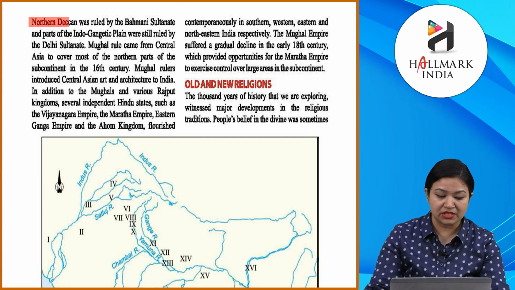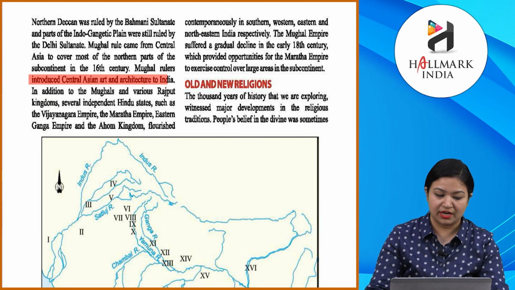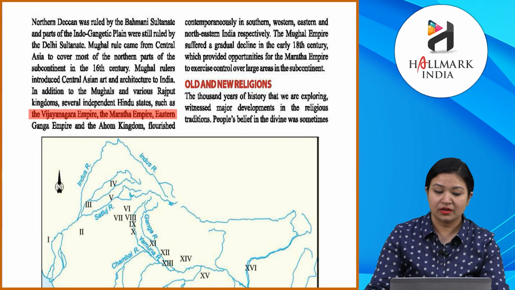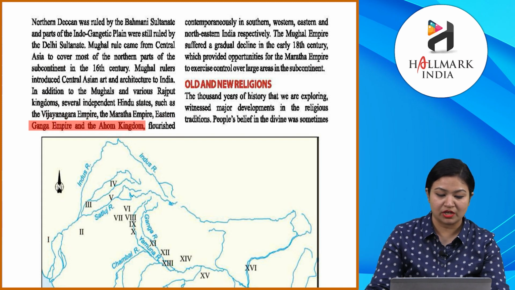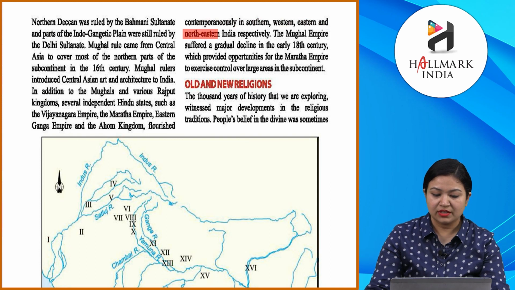The northern Deccan was ruled by the Bahmani Sultanate and parts of the Indo-Gangetic plains were still ruled by the Delhi Sultanate. Mughal rule came from Central Asia to cover most of the northern part of the subcontinent in the 16th century. Mughal rulers introduced Central Asian art and architecture in India. In addition to the Mughals and various Rajput kingdoms, several independent Hindu states such as the Vijayanagar Empire, the Maratha Empire, Eastern Ganga Empire and the Ahom Kingdom flourished contemporaneously in southern, western, eastern and northeastern India respectively.